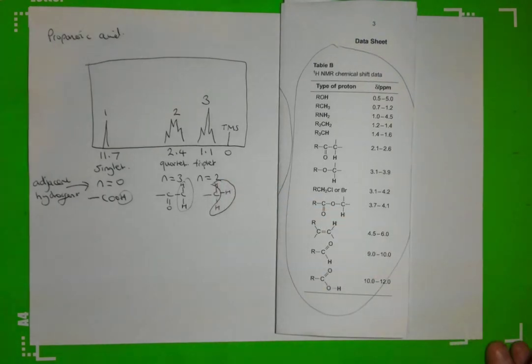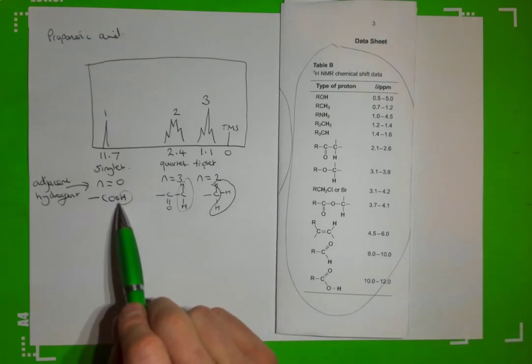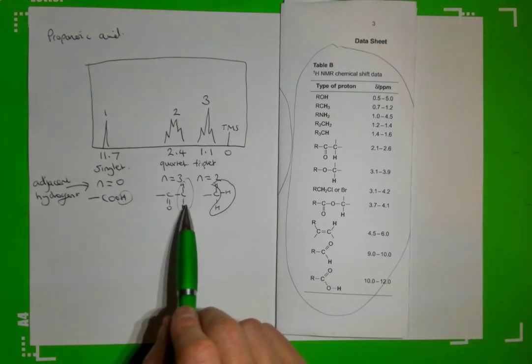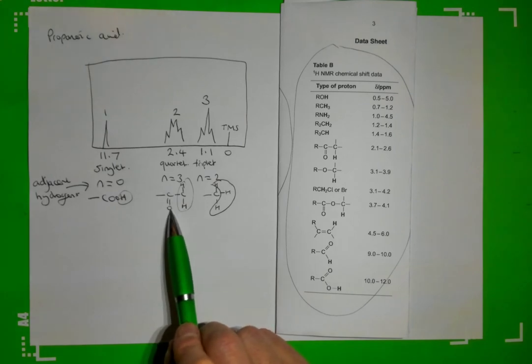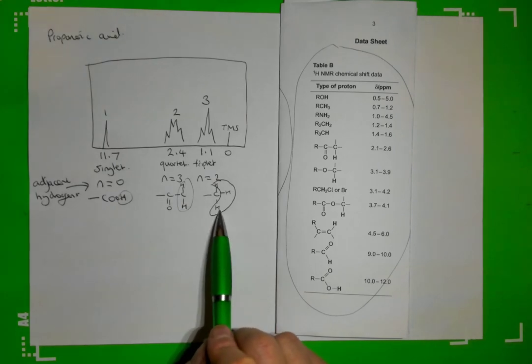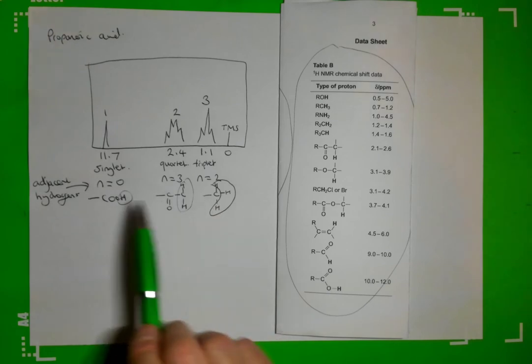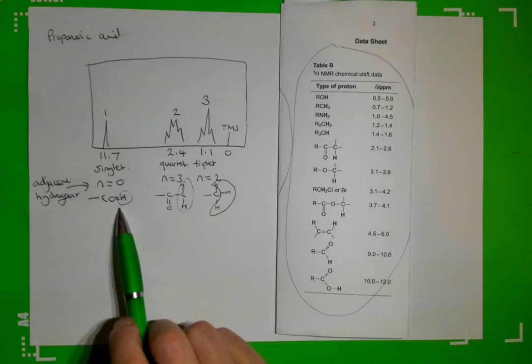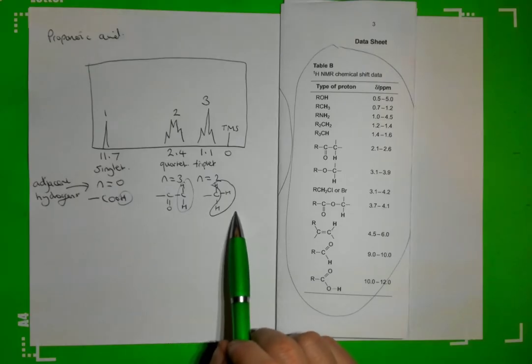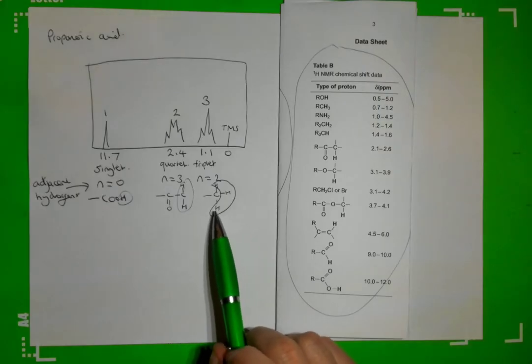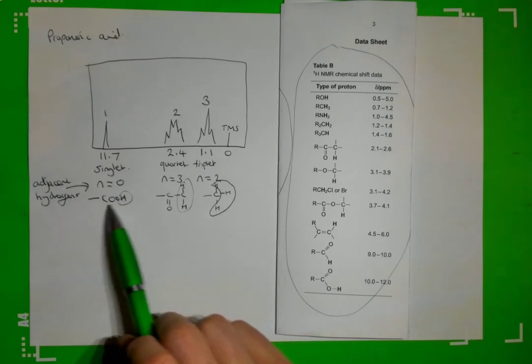So I know that our molecule is going to have this in it, that in it, and that in it. It's going to have a CH2 next to a carbonyl. It's going to have a CH3 in it, and it's going to have a carboxylic acid group in it. So I know that it's going to contain those 3 things. Now, what we need to then do is join these together.